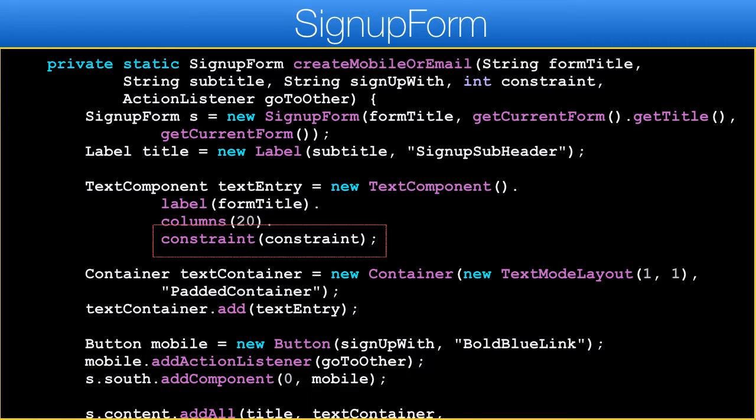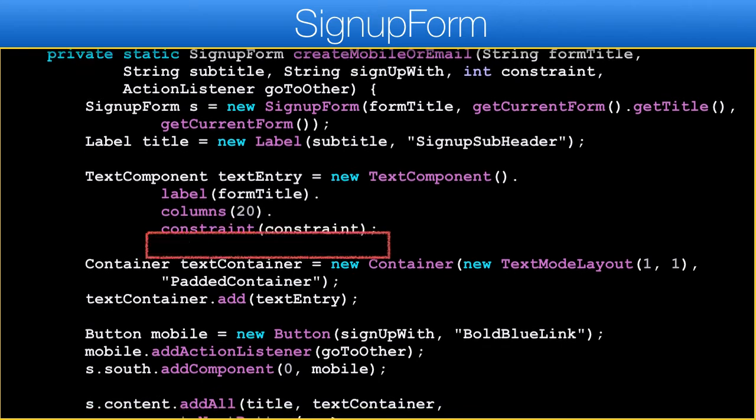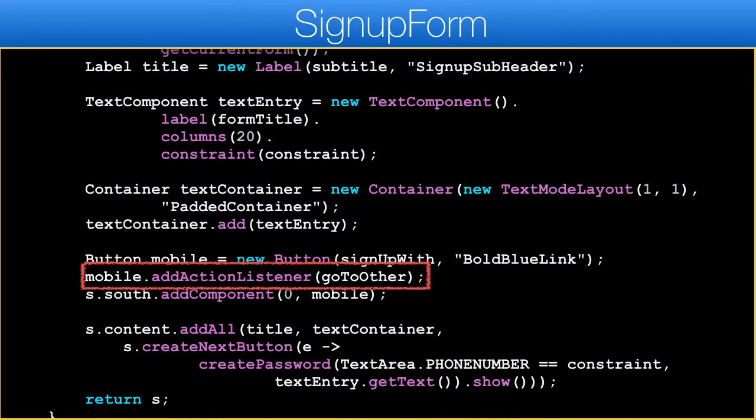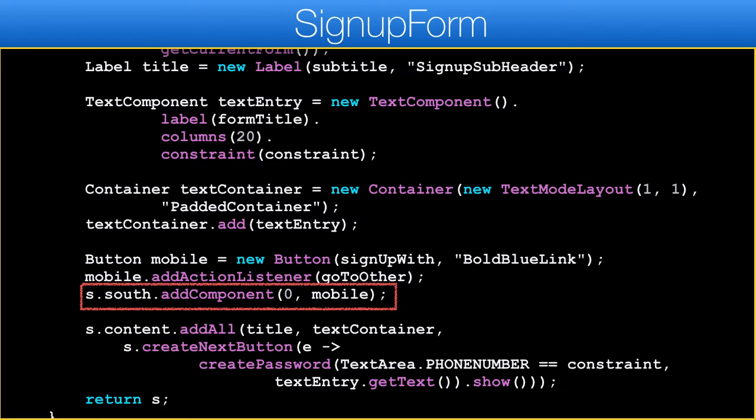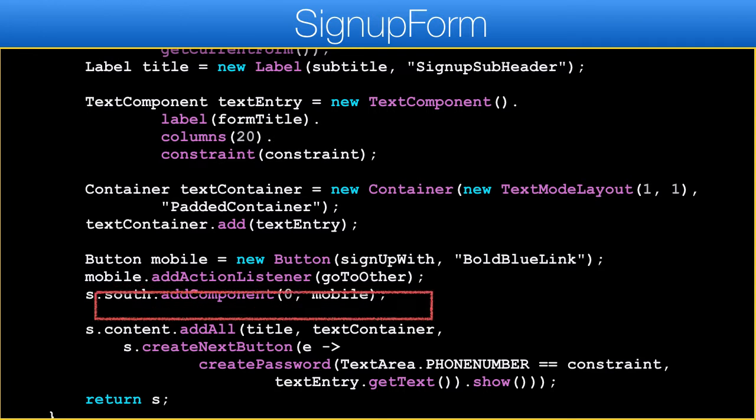Notice I use a constraint, which will determine the type of virtual keyboard I'll use. We pass the action listener on the link. It will navigate to the other form, e.g., if we are in a phone entry, it will go to email entry. We add a button to the south container. This is the sign up with email address link, or the similar sign up with mobile number.